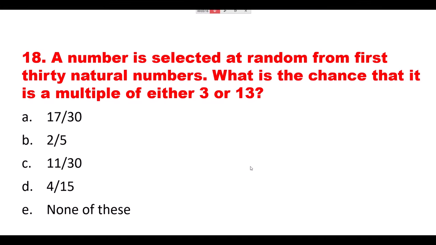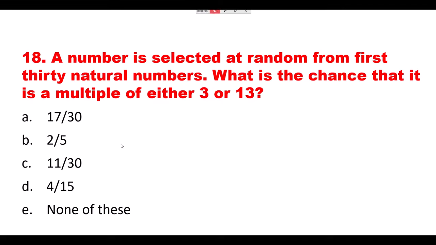pretty much similar to this question we discussed long back, or maybe you have taken tests also. Tickets 1 to 20, multiple of 3 or 5. Tickets 1 to 20, multiple of 3 or 5 here. First 30 natural numbers, multiple of 3 or 13. Questions are similar, values are changing. Let's have a look into this question. Let me know what is the correct answer.